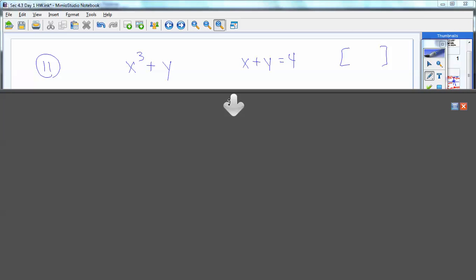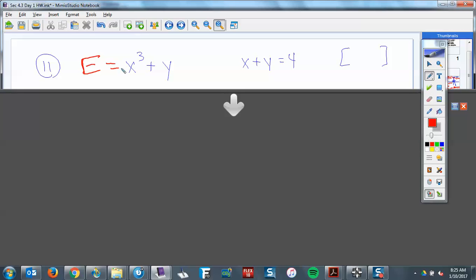The thing that always throws people off on 11 is it just says, what is the minimum value of this expression? Well, you've got to call it something. Let's call it E for expression. That's what always throws people off. They're always like, well, what is x cubed plus y? What do I do? Well, it's just like the last problem.